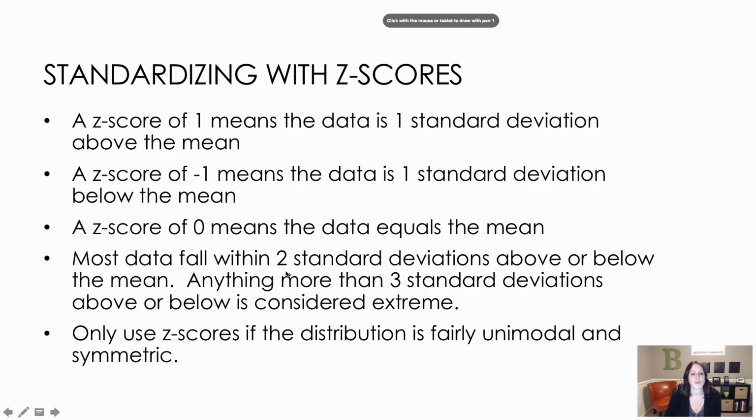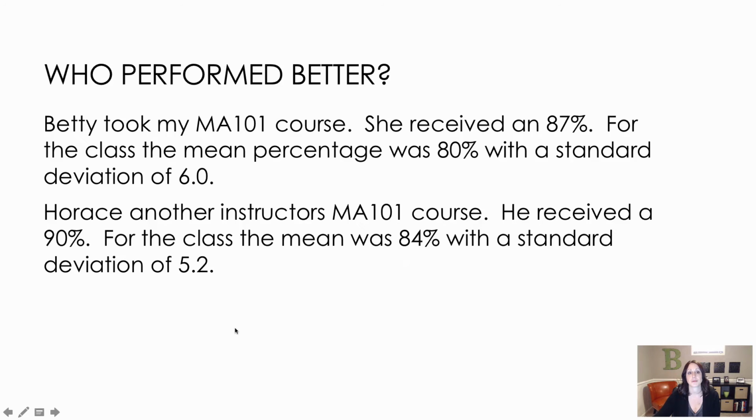Most values fall within 2 standard deviations of the mean. Again, remember, 2 standard deviations was about 95%. Anything more than 3, remember 3 was that 99.7% of data, so anything more than that is considered extreme. So keep that in mind moving forward. Again, I'm reminding you, this is only if we have a nice normal model.